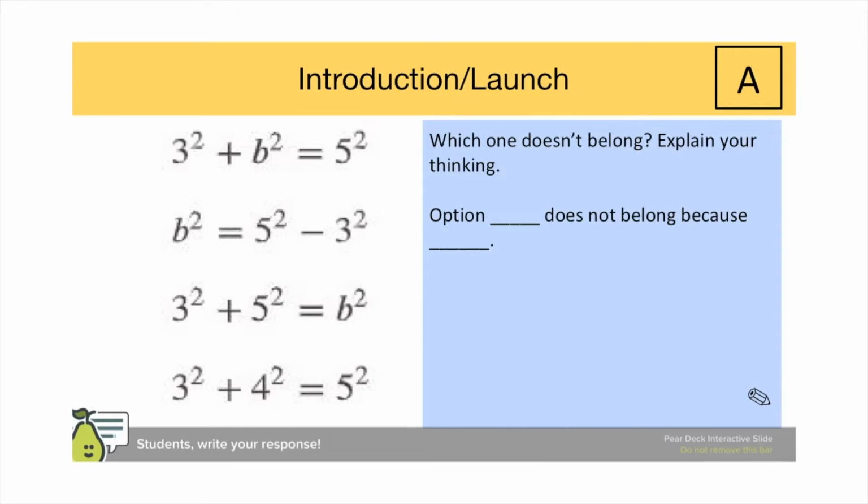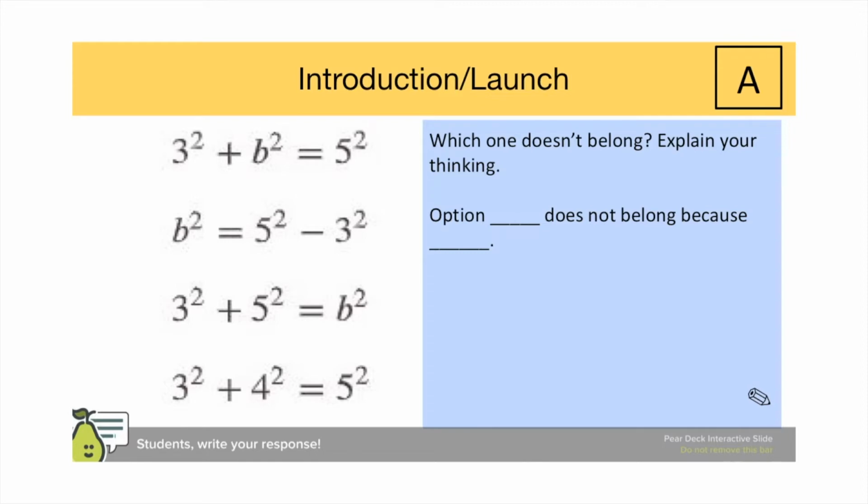Answers will vary. For example, 3 squared plus b squared equals 5 squared is the only statement where b is not isolated. B squared equals 5 squared minus 3 squared is the only statement with 1 term on the left and 2 terms on the right side of the equation. Additionally, it's the only one with subtraction.